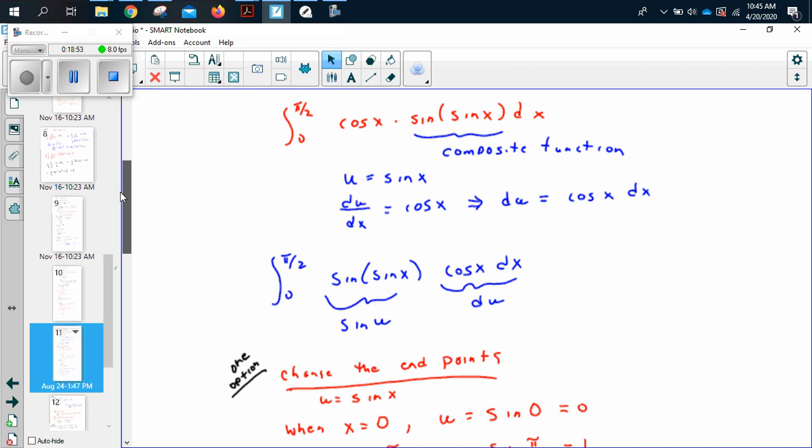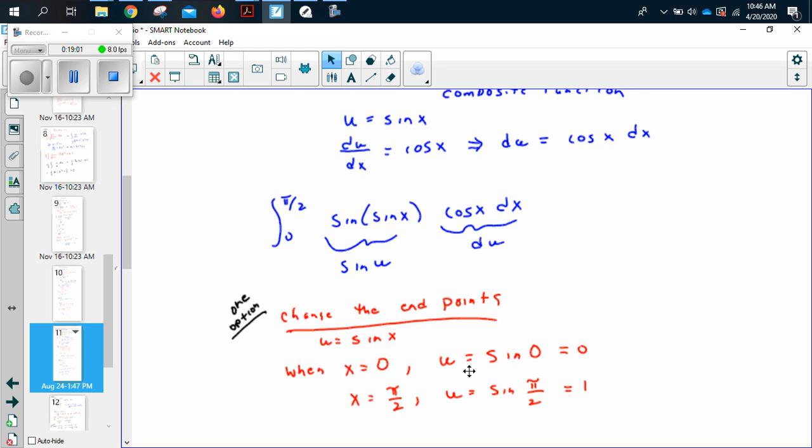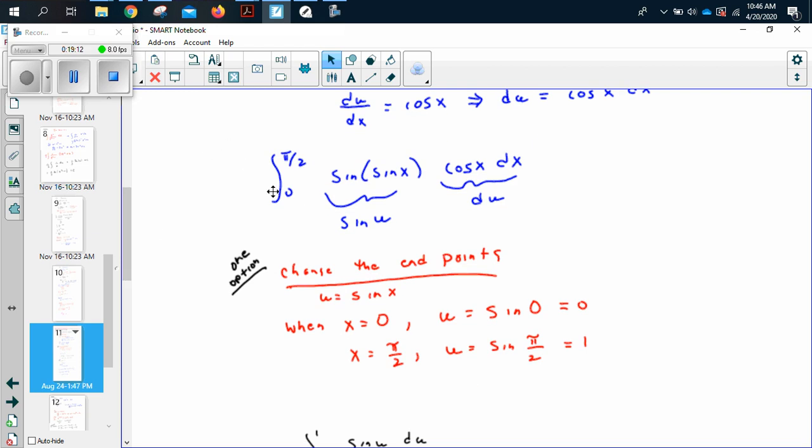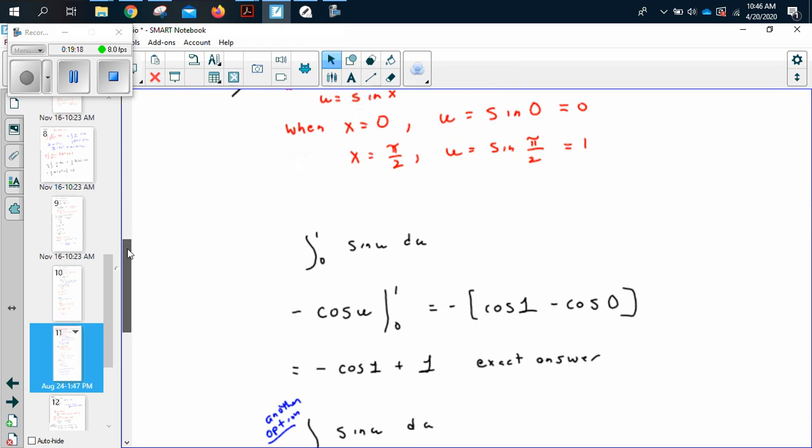So if u is equal to sine x, then when x equals 0, u is equal to sine of 0, which is 0. And when x is pi over 2, u is equal to sine of pi over 2, which is 1. So then instead of 0 and pi over 2, I'm going to use 0 and 1 for my endpoints. And then I find the antiderivative of sine u, which is negative cosine u, and then I evaluate, and I get cosine of 0 is 1. This is my exact answer.